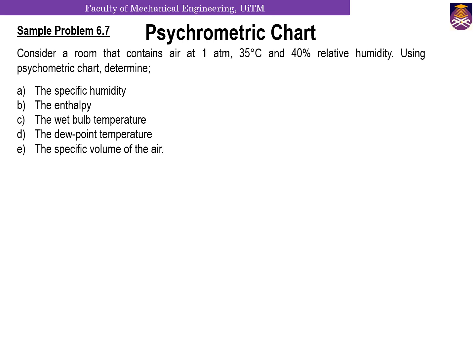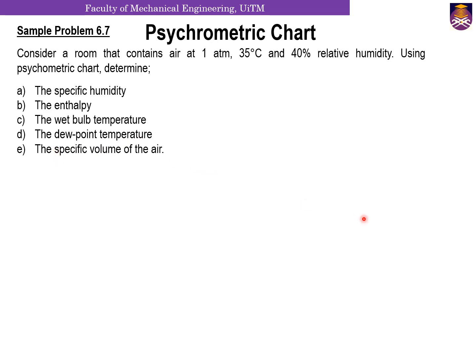So this is a room. Again, the most important parameter if you want to know whether you can use the psychrometric chart or not is the pressure. So the pressure here is at 1 atm, so we can use the psychrometric chart easily. So we need two parameters in order to use the psychrometric chart. So what is given to you is the dry bulb temperature at 35 and the relative humidity is given to you at 40%. So use the psychrometric chart to find these 5 parameters: specific humidity, enthalpy, wet bulb temperature, dew point temperature, and the specific volume of the air.